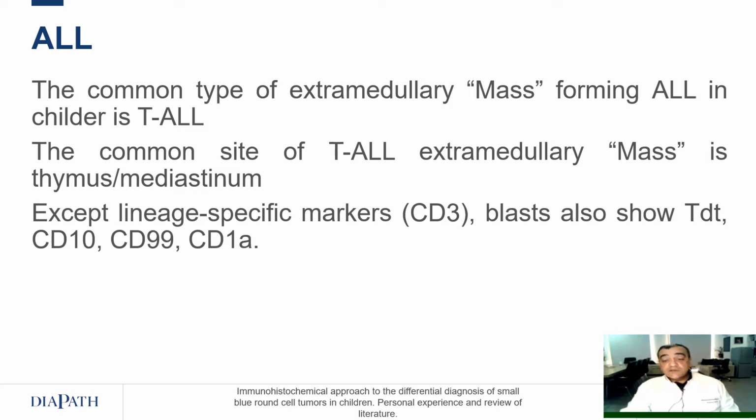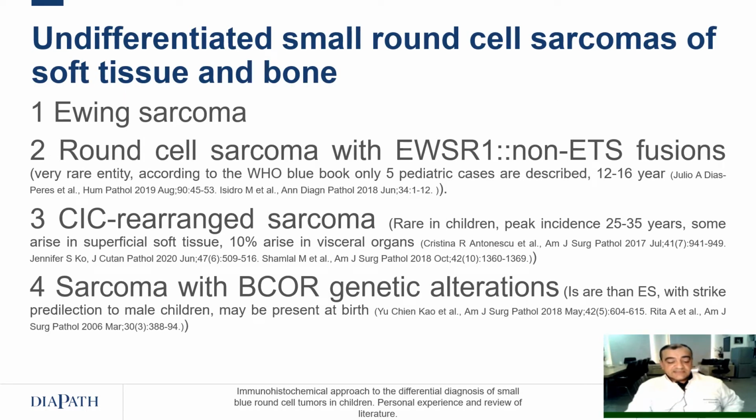And of course, in differential diagnosis, except lineage-specific markers such as CD3 and CD20, the markers that show the blastic origin of the tumor cells must also be included. As I showed, TDT, CD10, then CD99, CD1A also can be included in the protocol of differential diagnosis. That was the easiest case. Let's go to the other cases which are more or less complicated than the lymphoproliferative disorders.